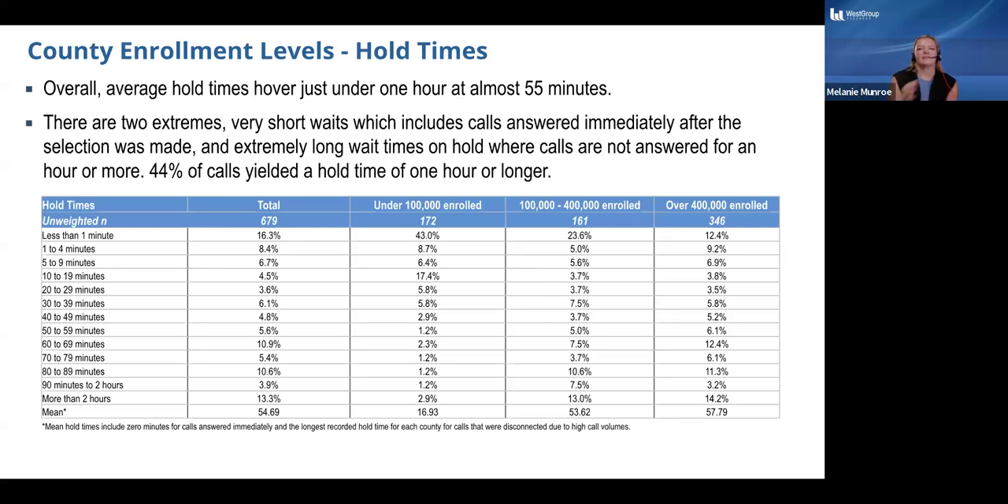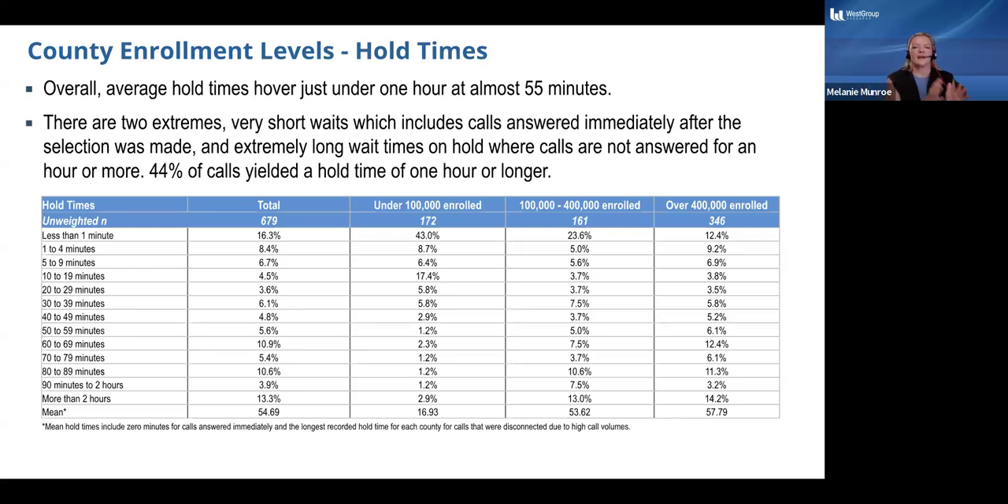It does appear that different counties have different thresholds for when high call volume disconnect messages are administered, because we did have some counties like LA County where we never received a high call volume disconnect, even though we had calls with hold times over 2 hours.